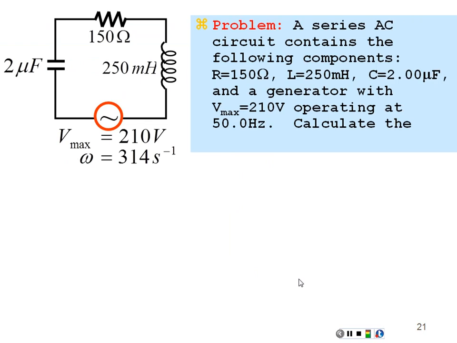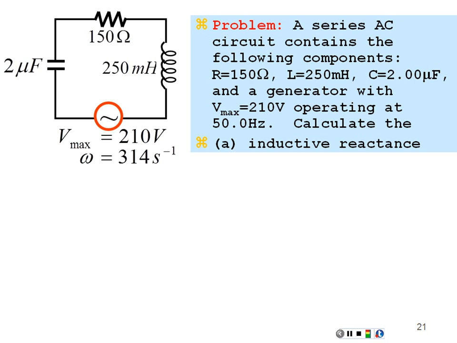Let's try this out. A series AC circuit contains the following components. R is equal to 150 ohms, L is equal to 250 millihenries, C is equal to 2 microfarads, and a generator operating with V max equal to 210 volts is operating at 50 hertz.